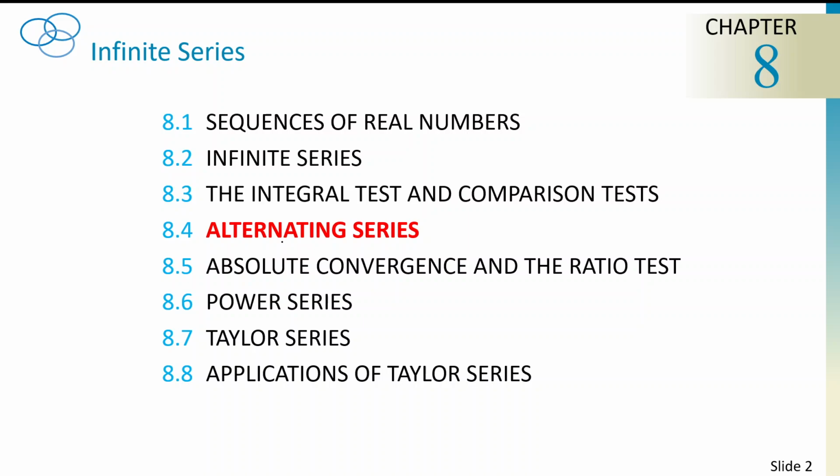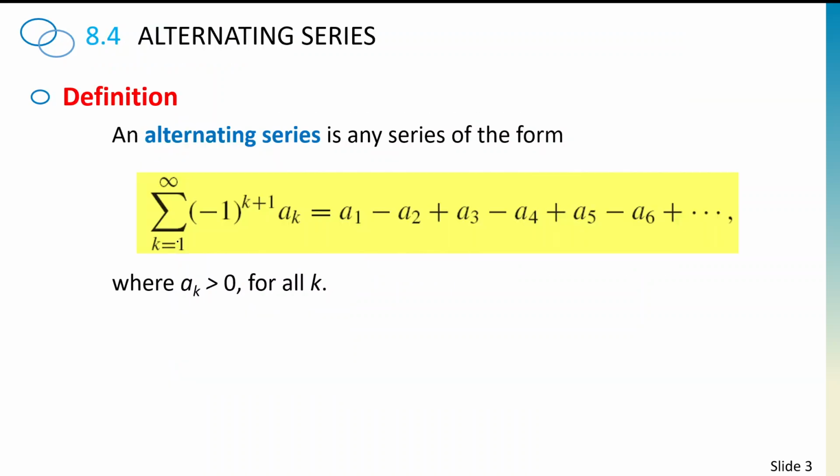Now we need to understand this type of series. What do I mean by alternating series? The plan for this section is that we're going to learn this type of series, the alternating series, and we'll learn the test that we can use to check convergence or divergence of the alternating series. After that, we're going to learn how to find an estimation for the summation of alternating series.